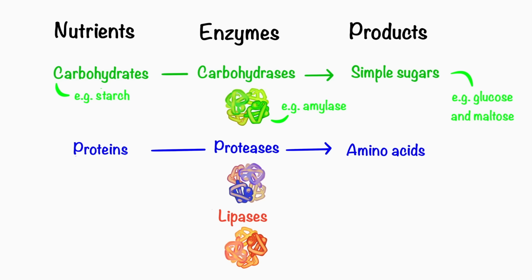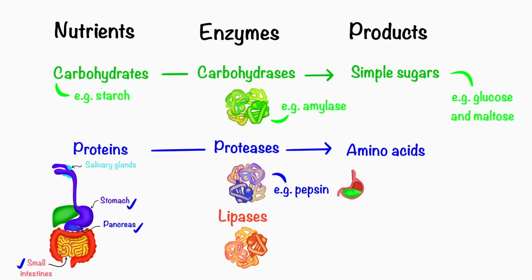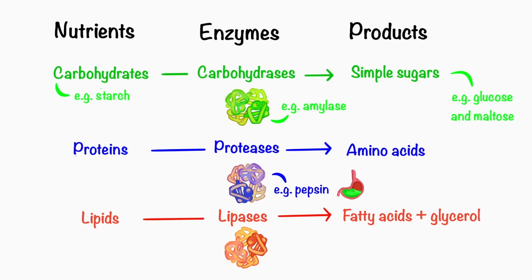Proteases break down proteins into amino acids. The stomach produces a protease called pepsin. Additional proteases are made by the pancreas and the small intestine. Lipases break down fats, also called lipids, into fatty acids and glycerol. These enzymes are primarily produced by the pancreas and the small intestine.